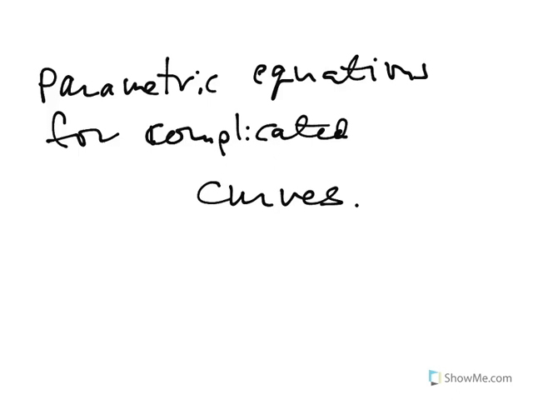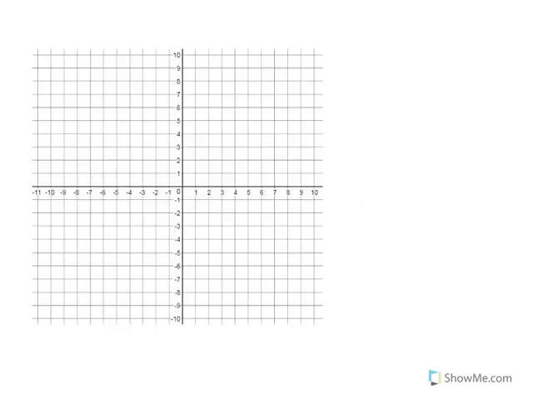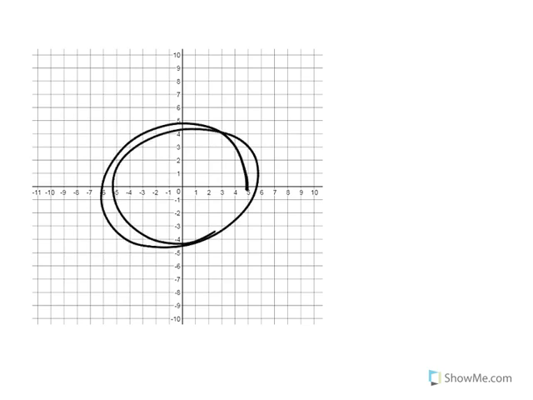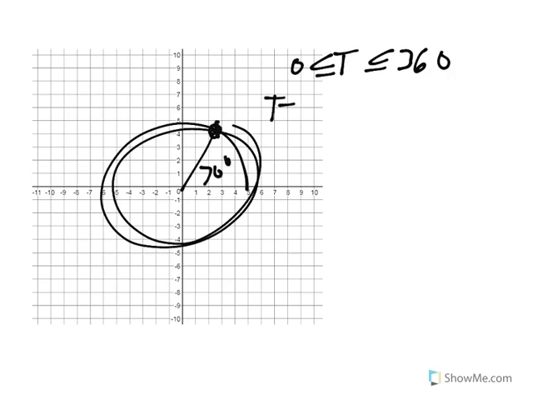Some very complicated curves can be represented with parametric equations, but I'm going to start with fairly simple curves, like a circle. You know, a circle with, let's say, radius 5. If I make t go from 0 to 360, every point on the circle is going to have a form. For instance, here's a point at like 70 degrees. That's t equals 70. It's going to be 5 cosine 70, comma 5 sine 70.